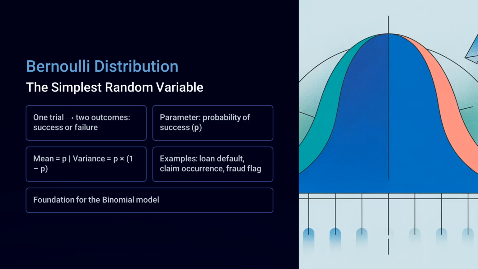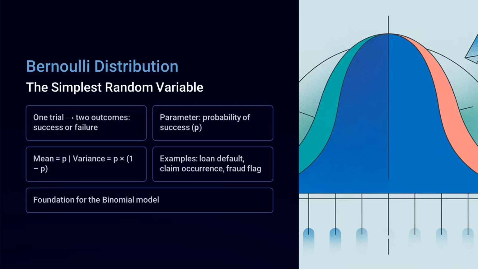Bernoulli and binomial distributions. Let's start at the foundation, the Bernoulli distribution. This is the simplest form of randomness you can model. It represents a single trial with only two outcomes, success or failure, 1 or 0, yes or no. It has one parameter, which we call p. That's just the probability of success. The expected value, or mean, is p. That's the proportion of times you expect success to occur in the long run. The variance, which measures uncertainty, is p multiplied by 1 minus p.